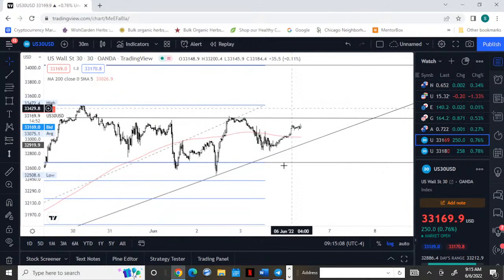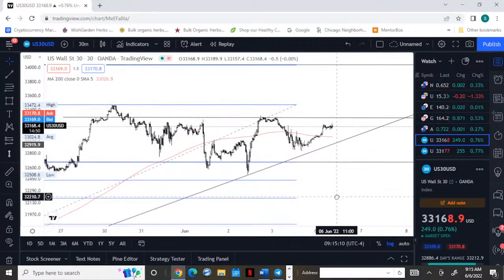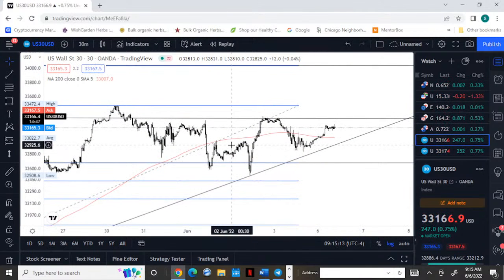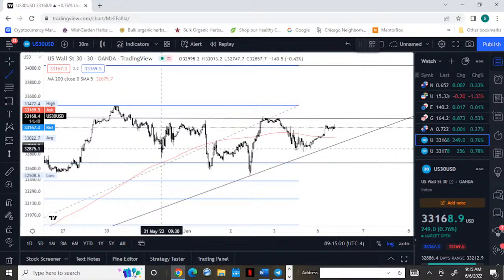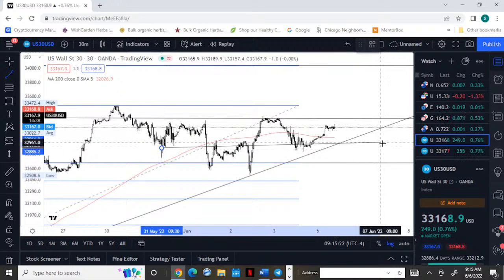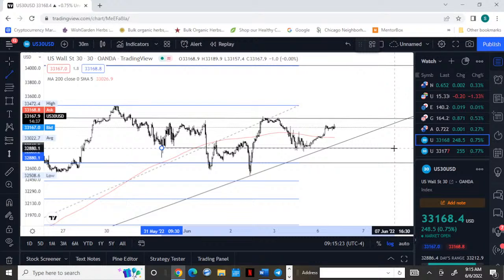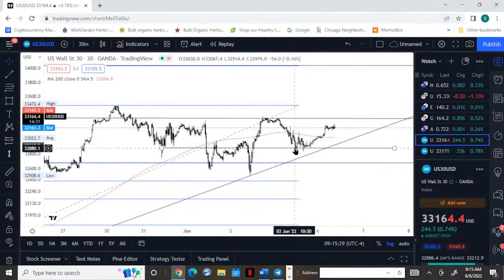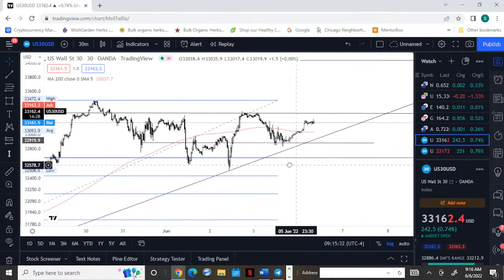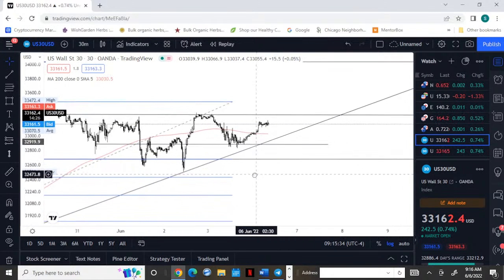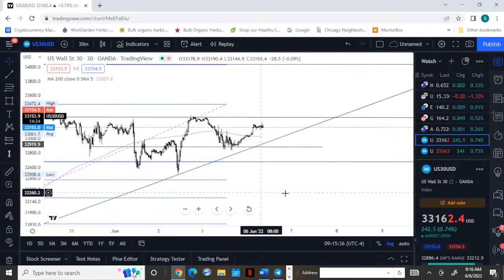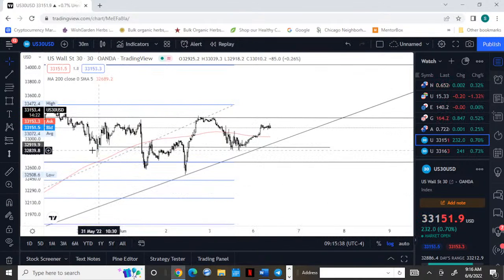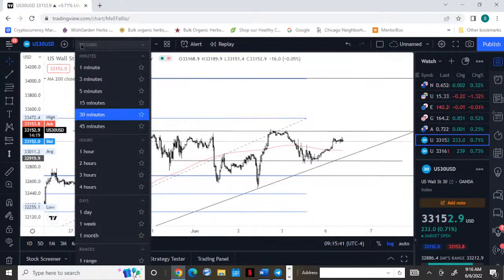This is where price currently is. I'm gonna mark this zone right here on the 30-minute on US 30. Price tested this area 1, 2, 3, 4, 5 times. So since I enter trades on a smaller time frame on US 30, this is an important zone.